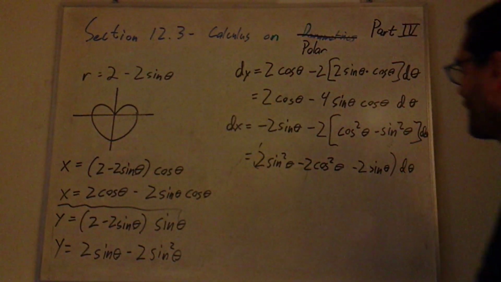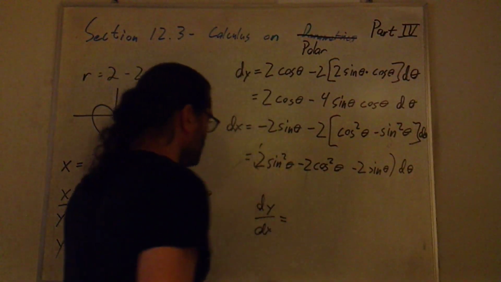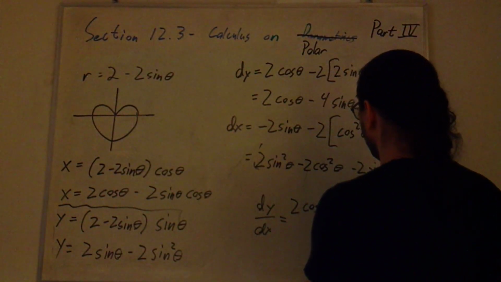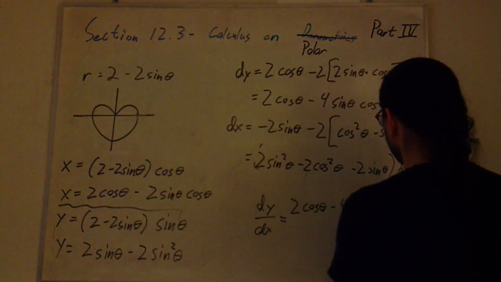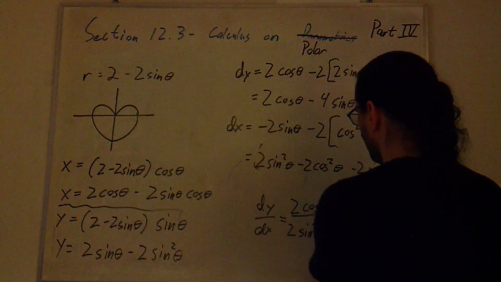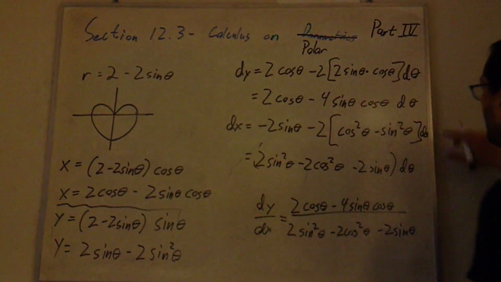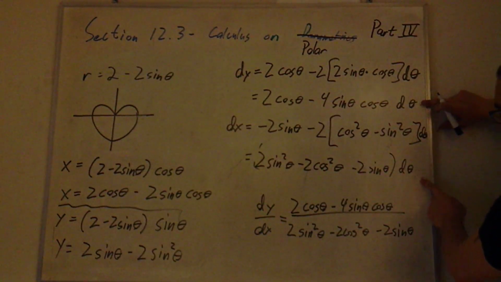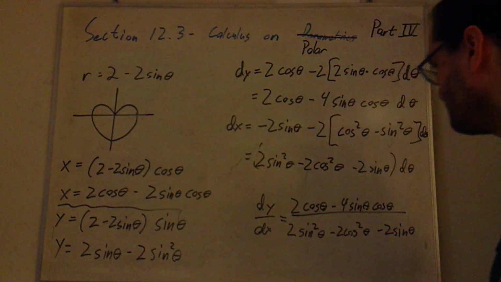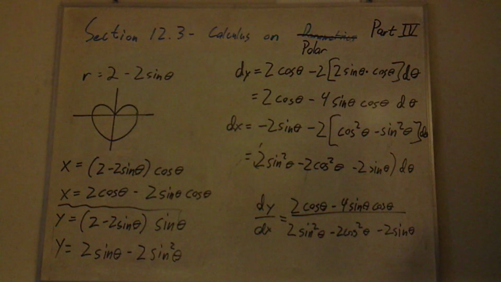So, when I do my dy dx, I should get 2 cosine theta minus 4 sine theta cosine theta all over 2 sine squared theta minus 2 cosine squared theta minus 2 sine theta. And the d thetas on the top and the bottom will cancel out, and this is it. She's a beauty, ain't she? So many sines and cosines. It's incredible.